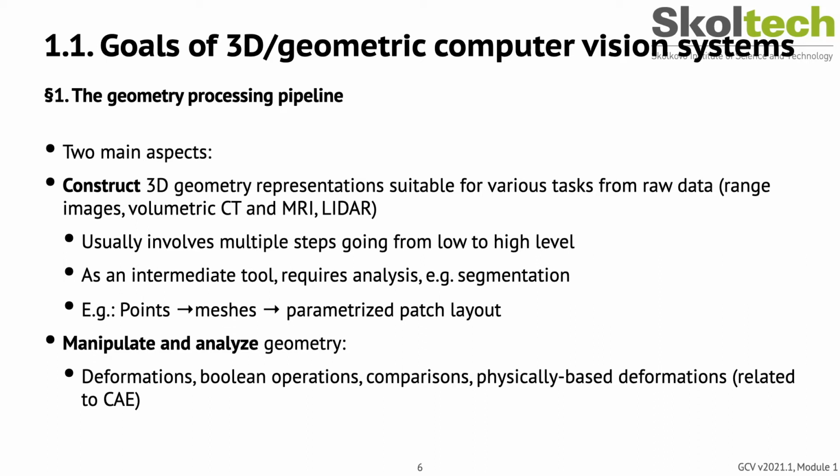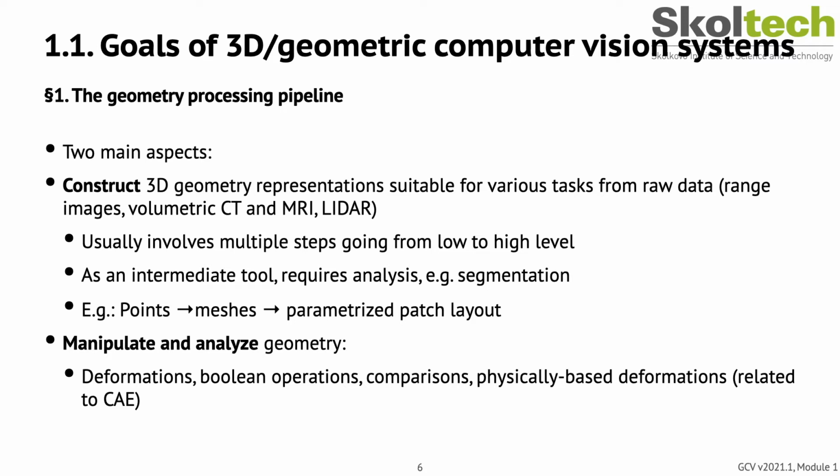Within this course, we will mostly be concerned about the two aspects of 3D and geometric computer vision systems. The first aspect focuses on constructing various geometry representations for multiple tasks from raw data, specifically from measurements such as range images, volumetric computed tomography, or magnetic resonance imaging, or a popular LiDAR technology, an acronym for light detection and ranging. Such pipelines usually involve numerous, possibly optional, steps, where one would convert between different data representations having different levels of abstraction. For the sake of this course, we will occasionally consider intermediate steps and look where one would be able to inject learnable stages, such as neural network-based semantic segmentation, into the pipeline.